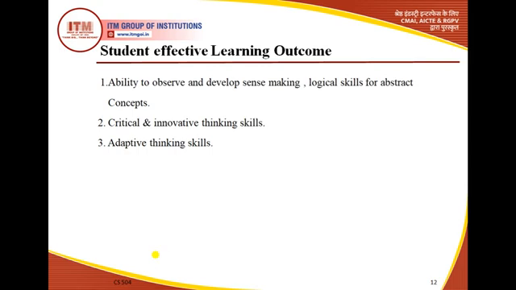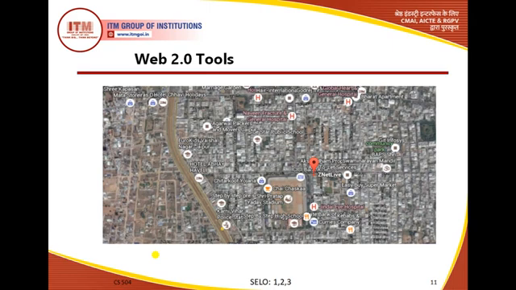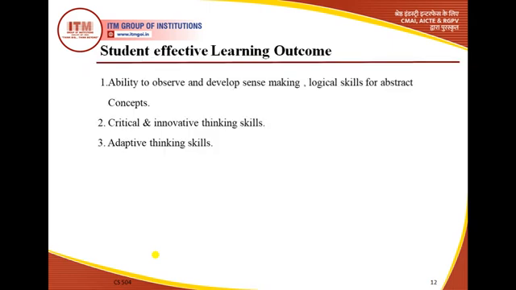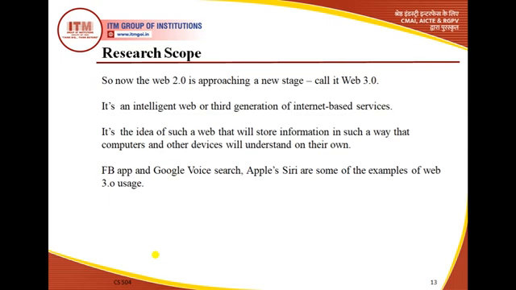I hope after this lecture you have developed a certain understanding about Web 1.0 and Web 2.0, and that this subject has given you the ability to observe, develop sense making and logical skills for abstract concepts. I hope critical and innovative thinking skills have been developed, and adaptive thinking skills have been improved. So now we'll go to the research scope.